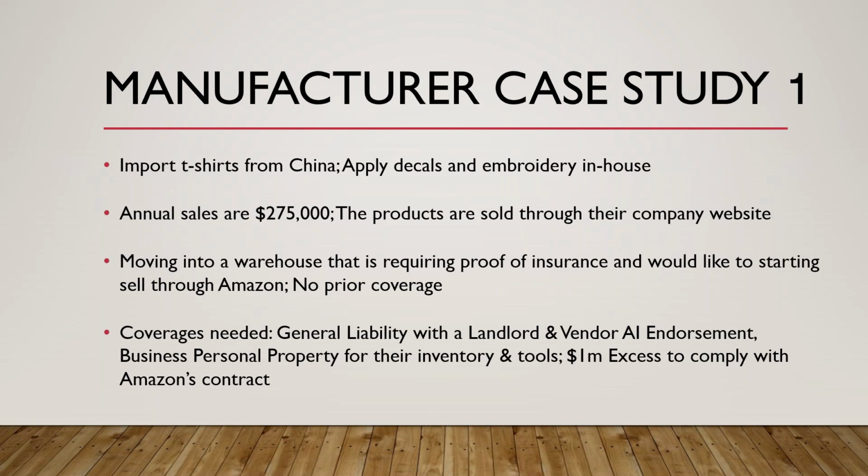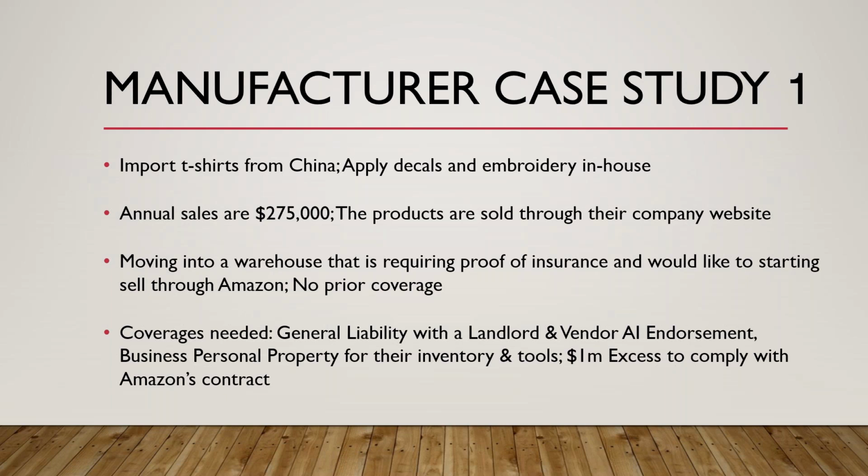So I put together a few examples of different types of manufacturers that we can go through together. The first example is a clothing manufacturer that is importing t-shirts from China and applying decals and embroidery in-house. Annual sales are $275,000, and they are selling the products through their company website. This is a growing company, so they're moving into a warehouse so they can have more space, and they would like to start selling their products through Amazon.